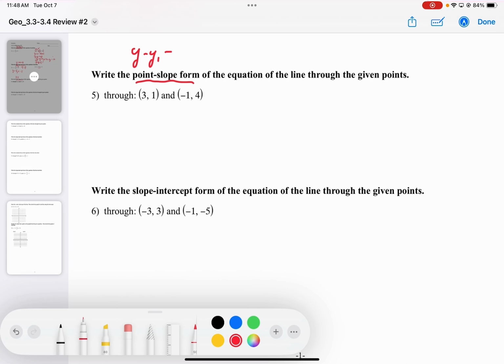All right, point slope form. y minus y1 equals m times x minus x1. Now it's through those 2 points. So they don't give me a slope, and they give me 2 points. But if I look at my form, I need to know both my slope and a point. So what should I do first?